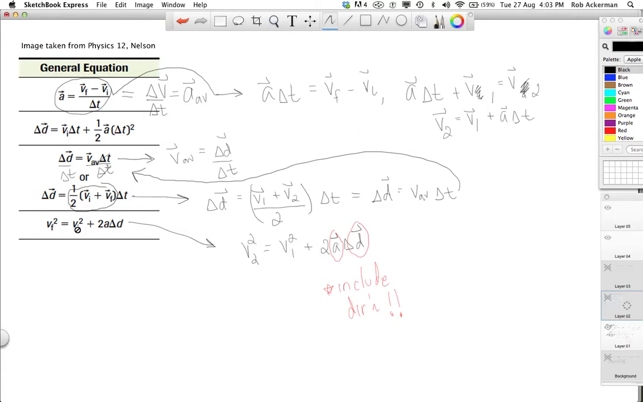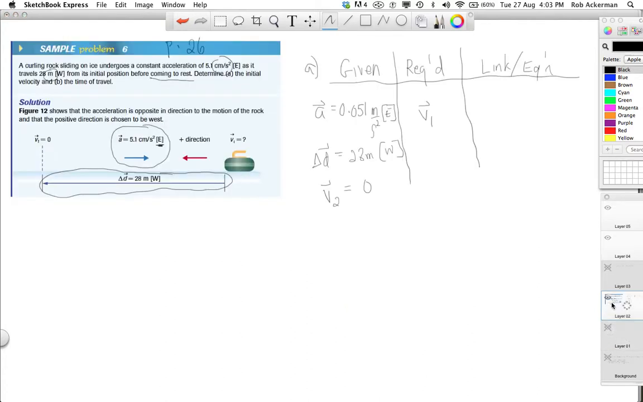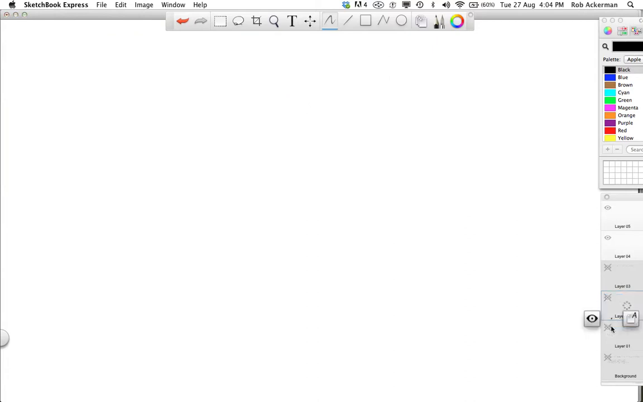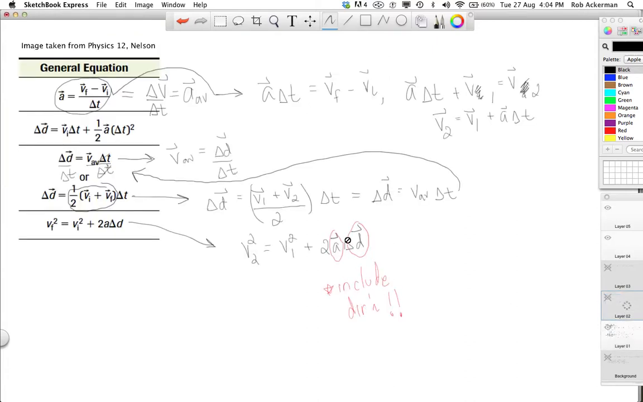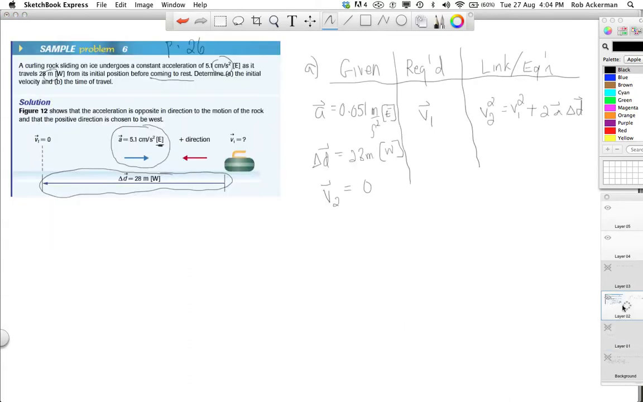It's got V2, V1, a, and delta d. So I'm going to borrow that, go back here. V2 squared equals V1 squared plus 2 a delta d. The vector hat on the acceleration matters. It reminds me to use direction. The vector hat on delta d also matters. Remember we talked about that. You better use the direction in this particular formula. Otherwise you're going to run into trouble, and you're going to see why in a minute. Let's see how that works.